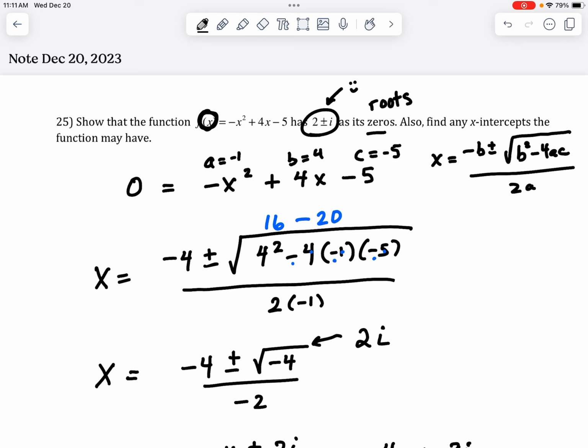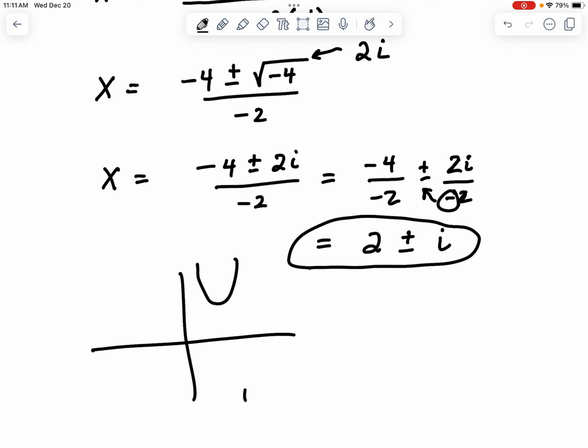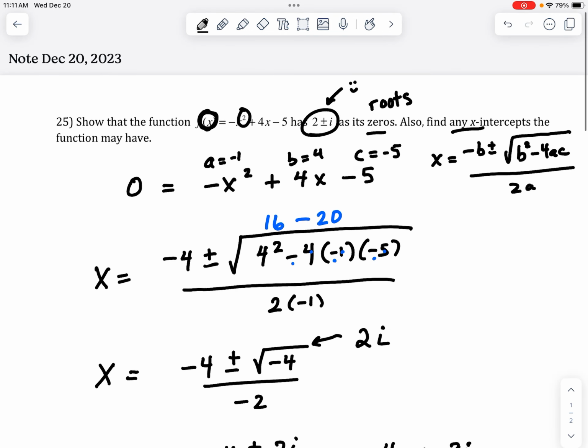So that worked. Also, find any x-intercepts. Well, because it's x squared, that means it only has two solutions, and the two solutions we found are actually not real numbers. So that means that if I graph this function, it's not going to touch the x-axis. So it needs to look like one of these and not touch the x-axis. And then just real quickly, graph that and make sure that it looks like that.